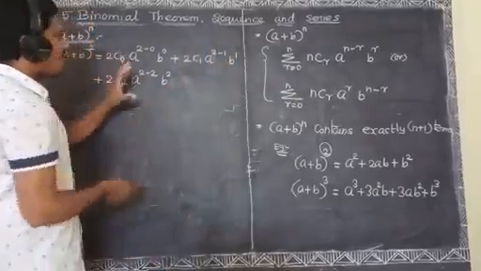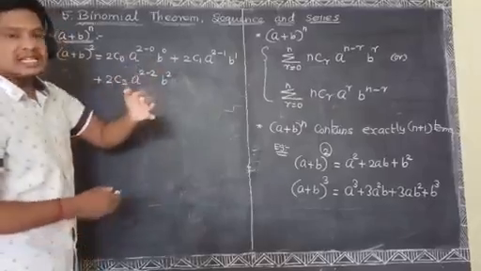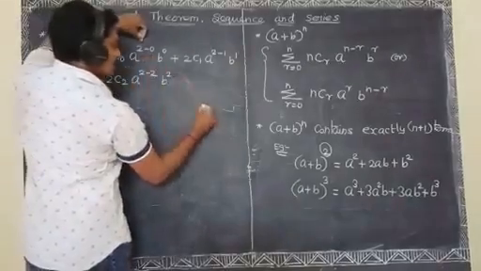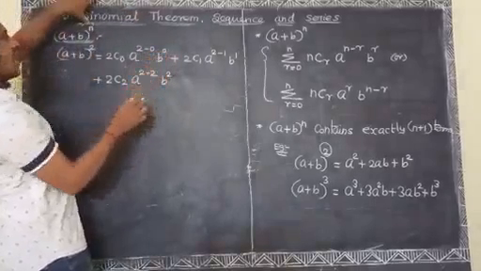However, the sum of the powers of a and b in each term, here 2 plus 0 is 2, is always n.